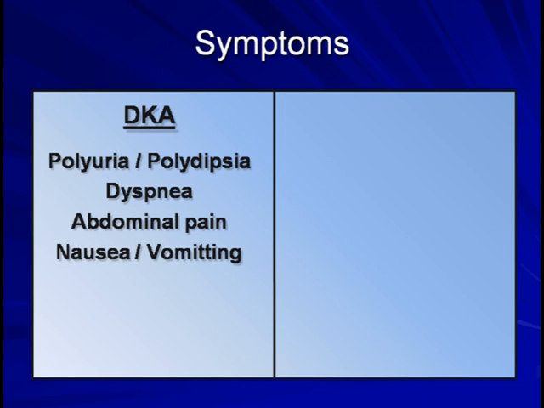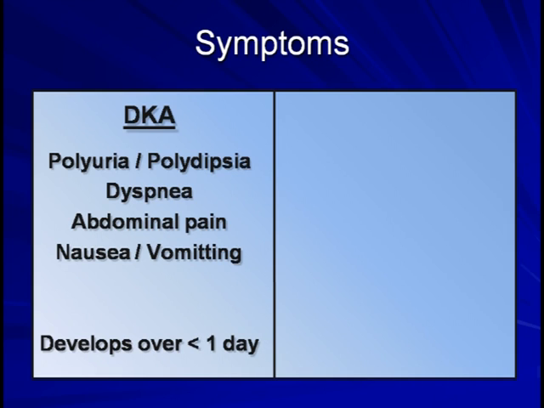The dyspnea is from the body's attempt to blow off carbon dioxide to compensate for the buildup of ketoacids and to restore pH closer to normal. The mechanism of the abdominal pain, nausea, and vomiting is actually not well understood. The symptoms of DKA typically develop over less than a day.